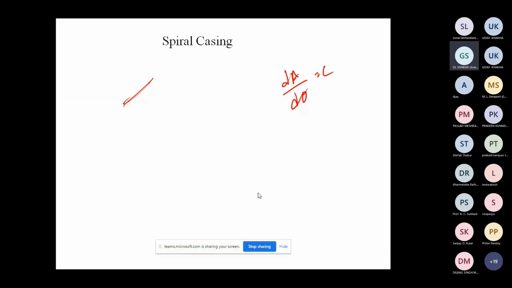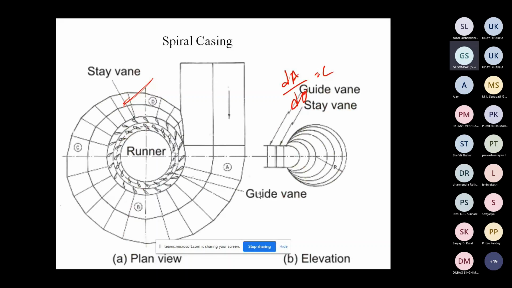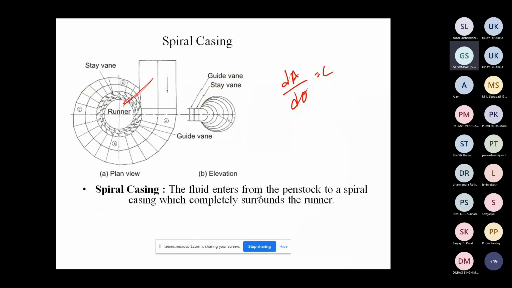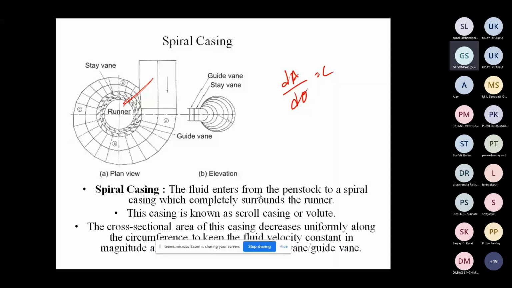This is the spiral casing elevation and plan view also. You can see from here. This is also the same guide vanes and stay vanes. Stay vanes are fixed. The guide vanes are rotating vanes. Spiral casing: fluid enters from the penstock to the spiral casing, which completely surrounds the runner. This casing is known as scroll case or volute. The cross-sectional area of the casing decreases uniformly along the circumference to make the fluid velocity constant in magnitude at each and every blade.